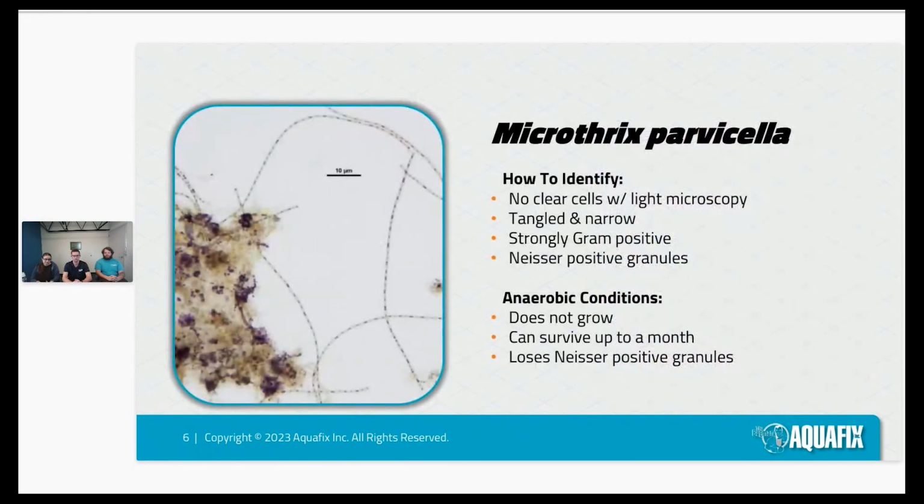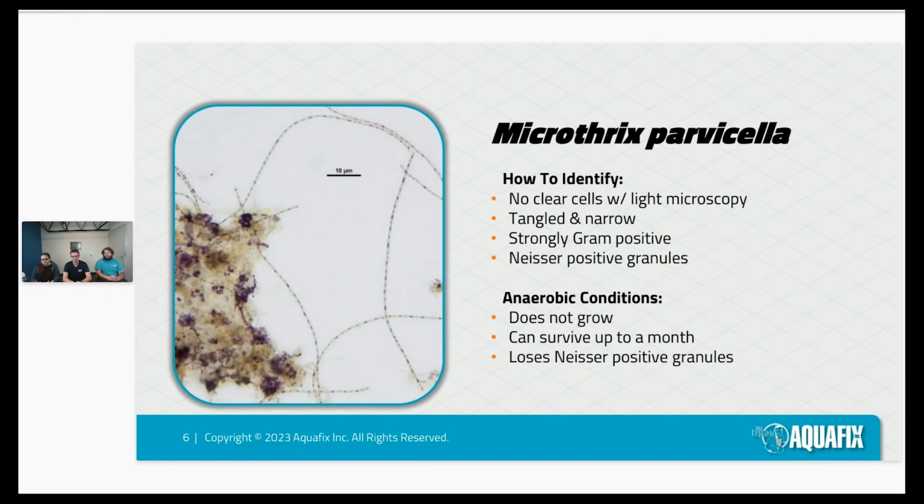The other foam-causing filament is Microthrix parvicella, and these guys, same thing. They don't have any clear cells under light microscopy, but they will stain very gram-positive, which is going to be purple. So they're going to look like a tangled purple spaghetti kind of mess. And their key identifier is they have Neisser-positive granules. However, these filaments can be present in anaerobic conditions. They don't grow in them. They can survive in them for about a month, but they don't grow there. And they will lose those Neisser-positive granules, though.